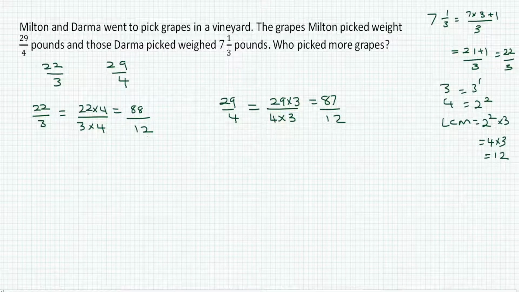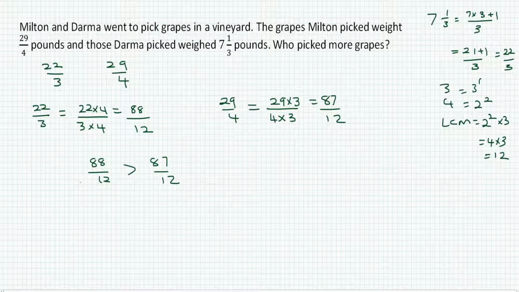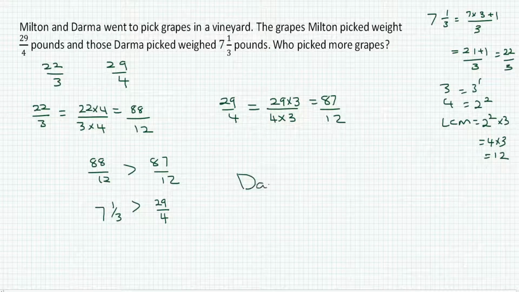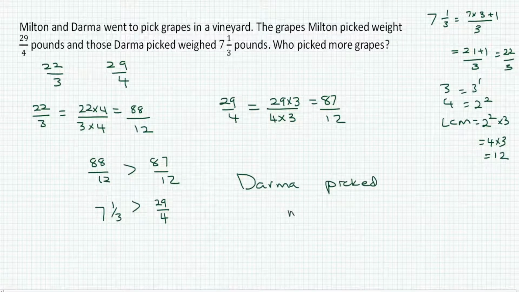So you can see that 88/12 is greater than 87/12. So 88/12 corresponds with 7 1/3 pounds. So 7 1/3 pounds is greater than 29/4. So now, what we're going to say here is that Dharma picked more grapes.